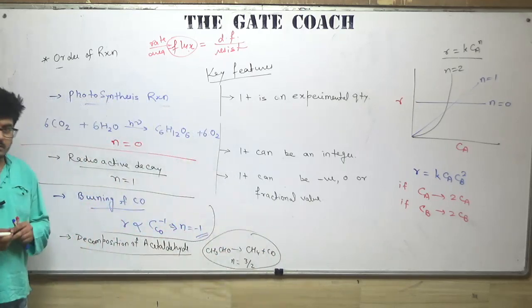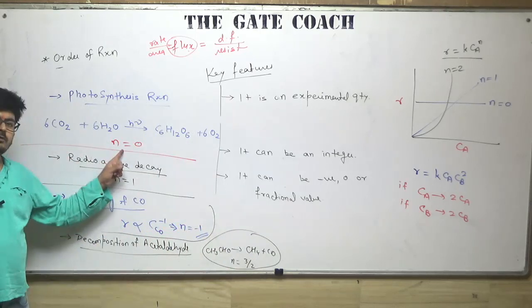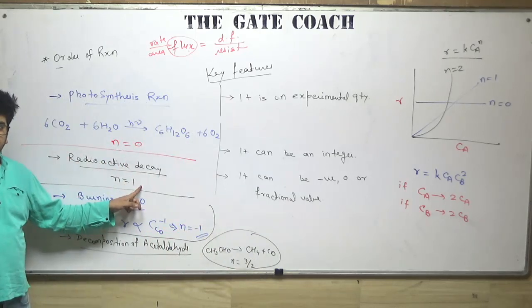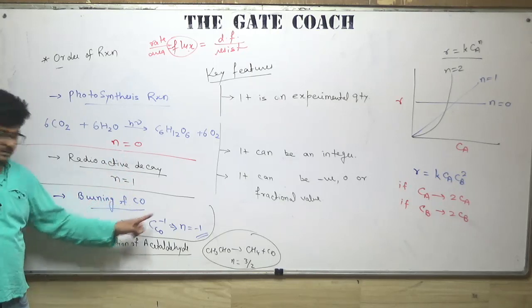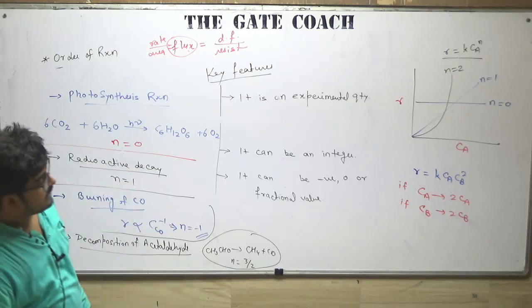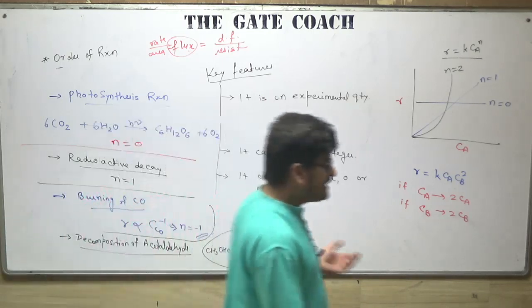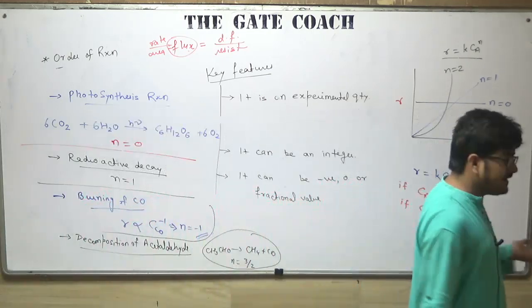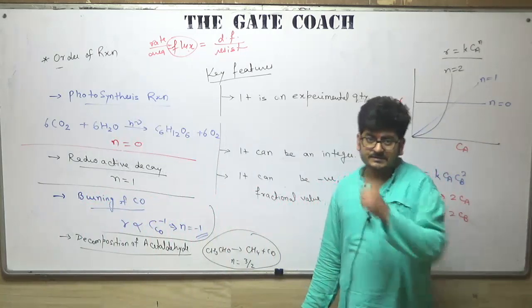So order of reaction can be 0, can be a positive integer, can be negative, can be a fractional value. And why order of reaction can be 0, negative, fractional value, that we will discuss.